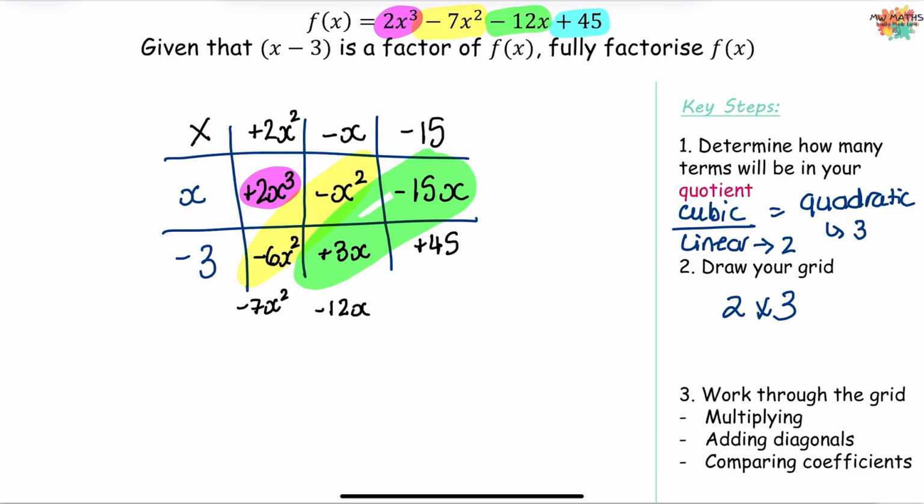Happy days. So f of x equals x minus 3, 2x squared minus x minus 15, which is awesome. But we haven't actually answered the question, because what do we actually need to do? We need to fully factorize it. So x minus 3 is done. Can't factorize that anymore. However, sometimes you are able to factorize the quadratic term.